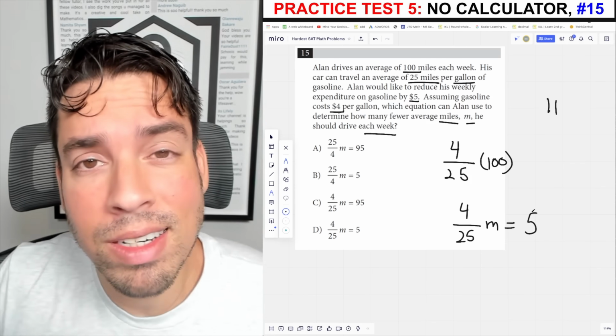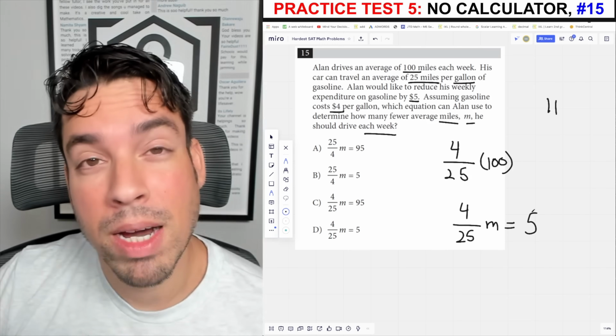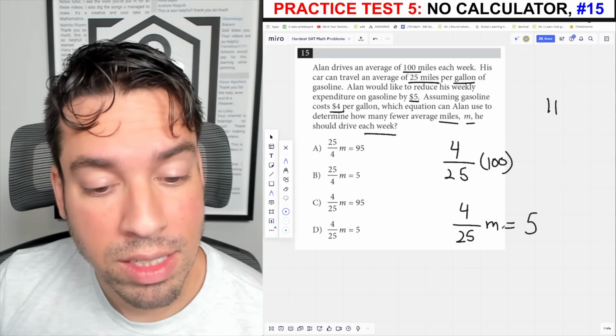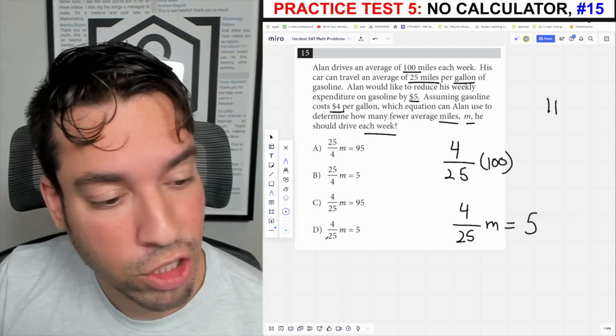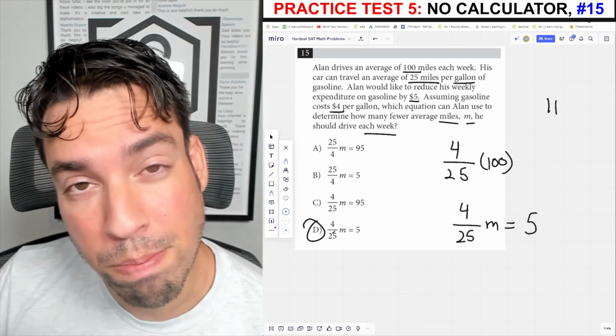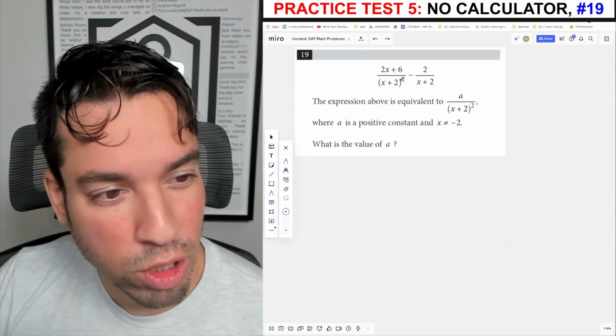If you express it in that way, if you're just breaking it down as a monetary rate per mile and simply set that equal to 5, which is the target that you want to drop the price by, it's actually not so bad. D is the answer. Boom, done.